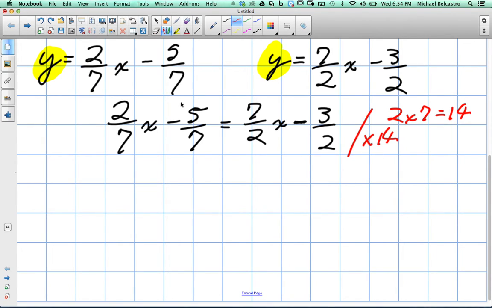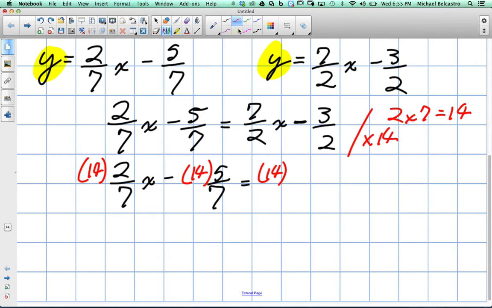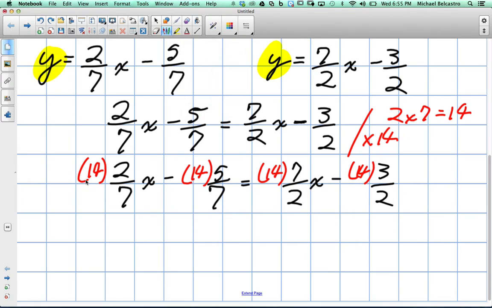Okay. So what that would look like, and instead of me working it all out, I'm just going to rewrite this again. But I'm going to write times 14, right? And if you're multiplying fractions, it would technically be 14 over 1, but I don't need to put the 1 because it's not going to change anything, right? Minus 14 times 5 over 7 is equal to 14 times 7 over 2 with our x minus 14 times 3 over 2, okay?